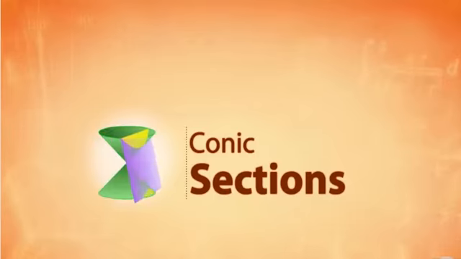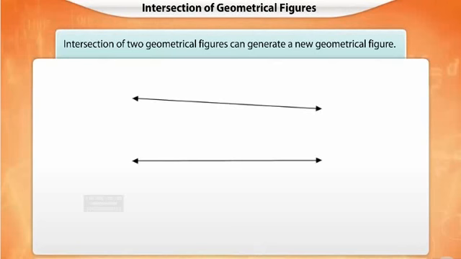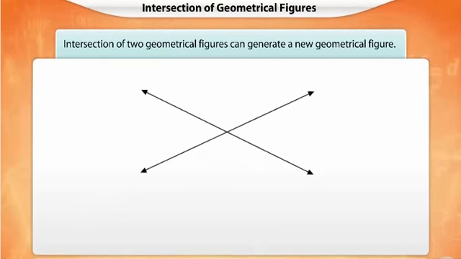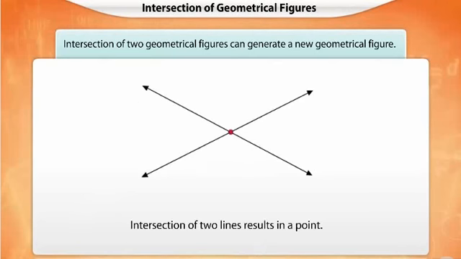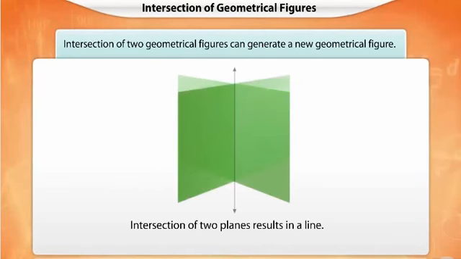In this module, we shall study the different types of conic sections. In geometry, we come across several situations wherein two intersecting geometrical figures generate a new geometrical figure. For instance, two intersecting lines result in the formation of a point. In a similar manner, when two planes intersect, they result in the formation of a line.